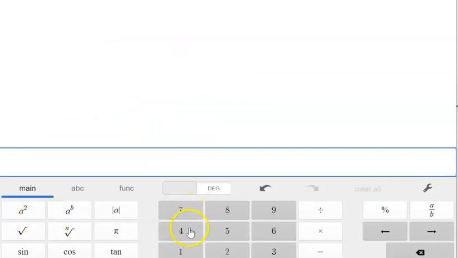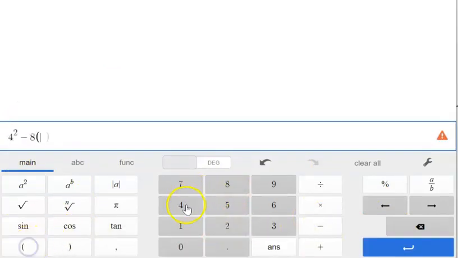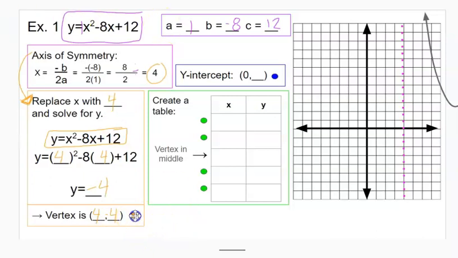So if we use our calculator, we're going to do 4 squared minus 8 times 4 plus 12, and then our answer we see is -4. So when we replace x with 4, we get y is -4, which then gives us our vertex is (4, -4). So I'm going to plot that point on my graph, (4, -4).